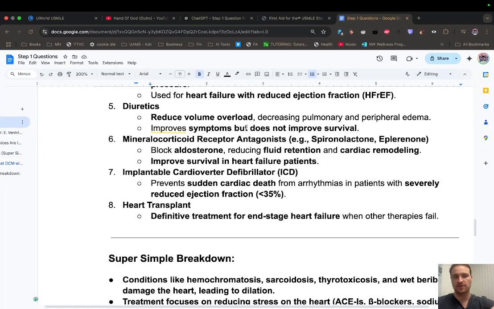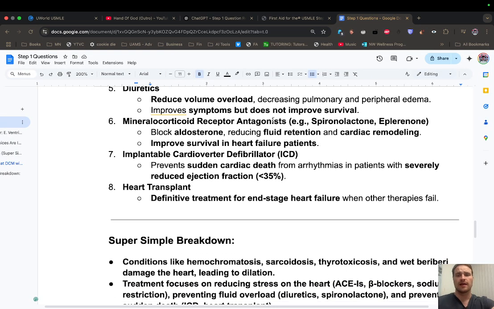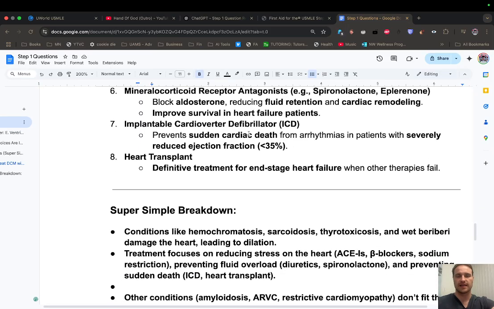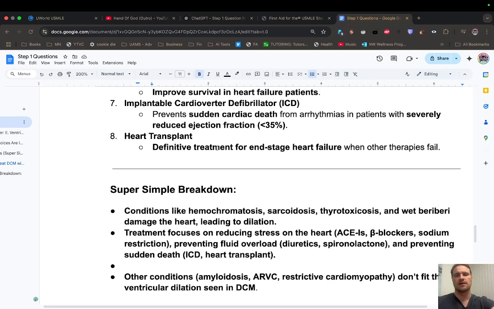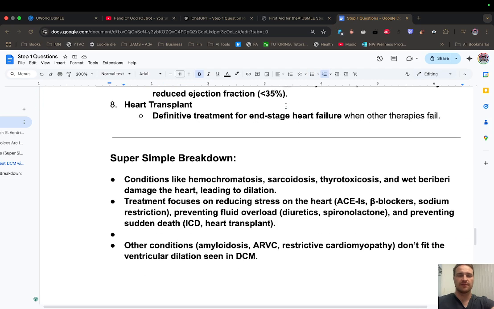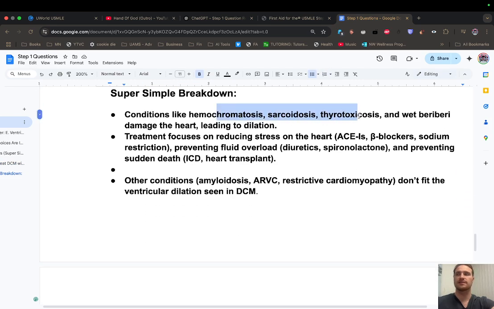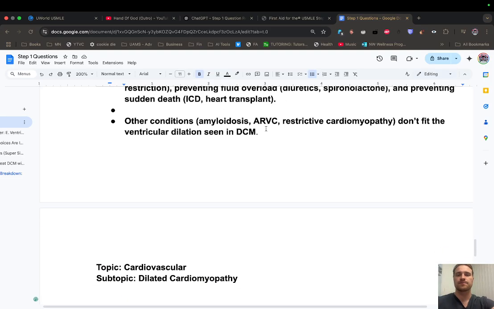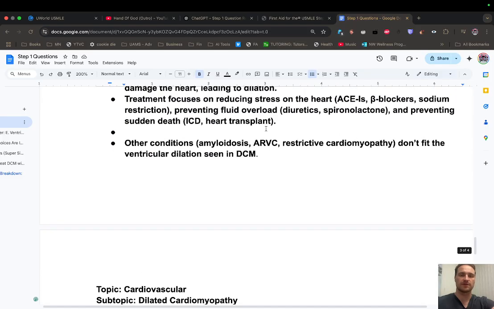Then diuretics, of course, to reduce the blood volume, and spironolactone as well to block aldosterone, which reduces fluid retention. The basic idea is less strain on the heart. Then transplant, and a defibrillator. So basically hemochromatosis, sarcoidosis, thyrotoxicosis, and wet beriberi cause this, and also titin is incomplete penetrance with autosomal dominant inheritance. And yeah, that's pretty much all we need to know for this type of question.